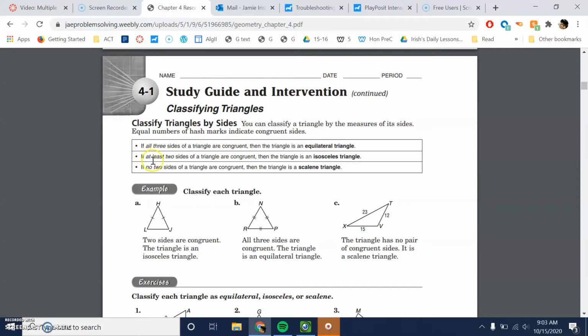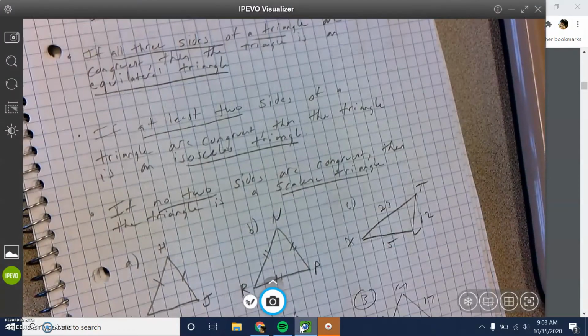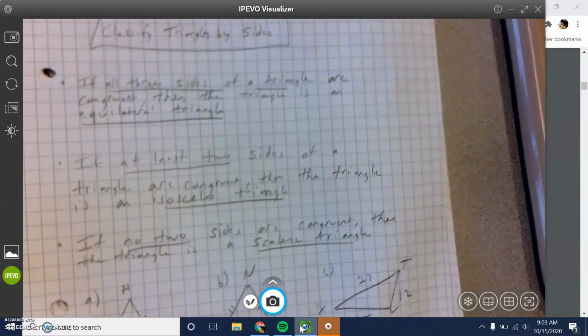If at least two sides of a triangle are congruent, then the triangle is an isosceles triangle. If no two sides of a triangle are congruent, then the triangle is a scalene triangle. Okay, so take a second and copy that down into your notes. Geometry is all about vocab.